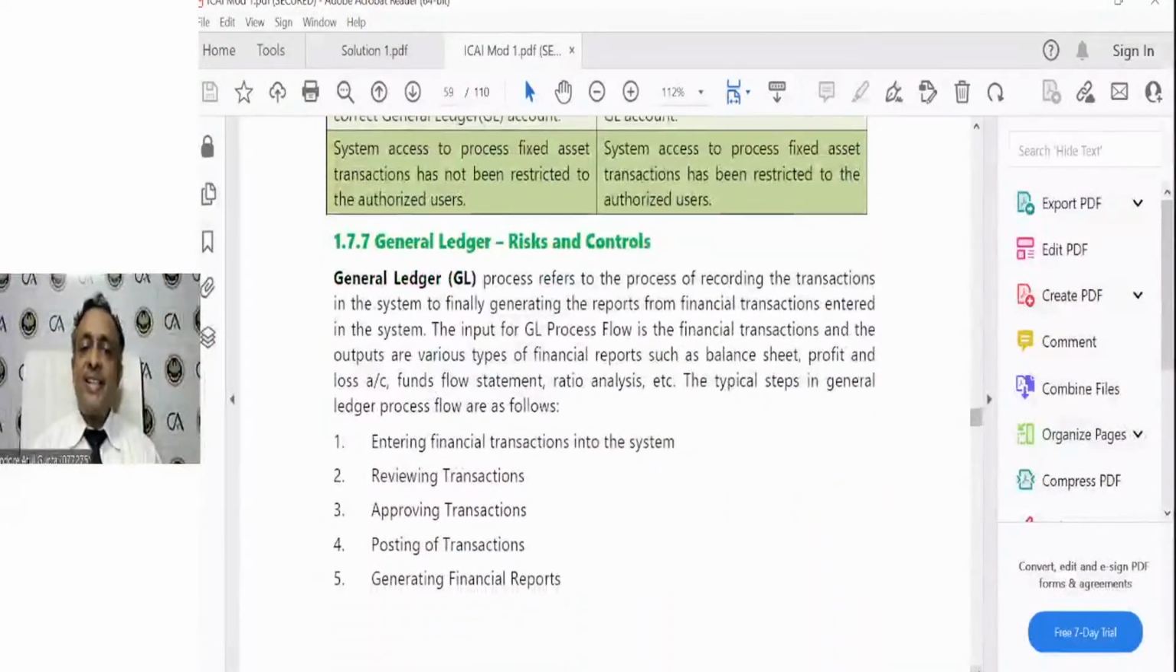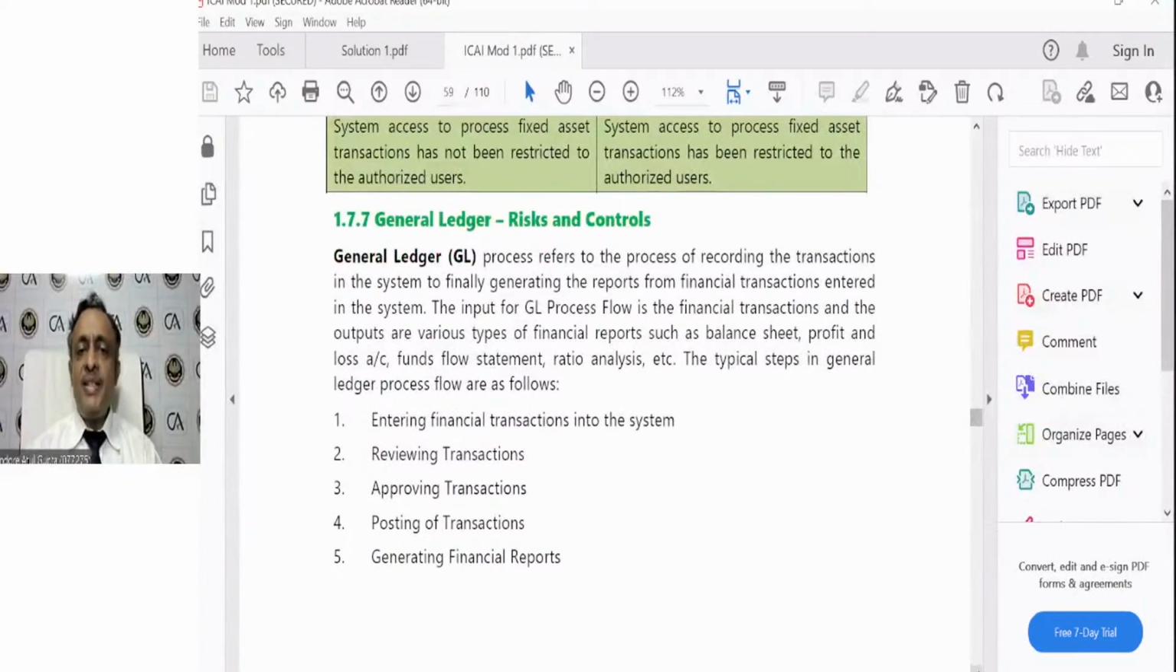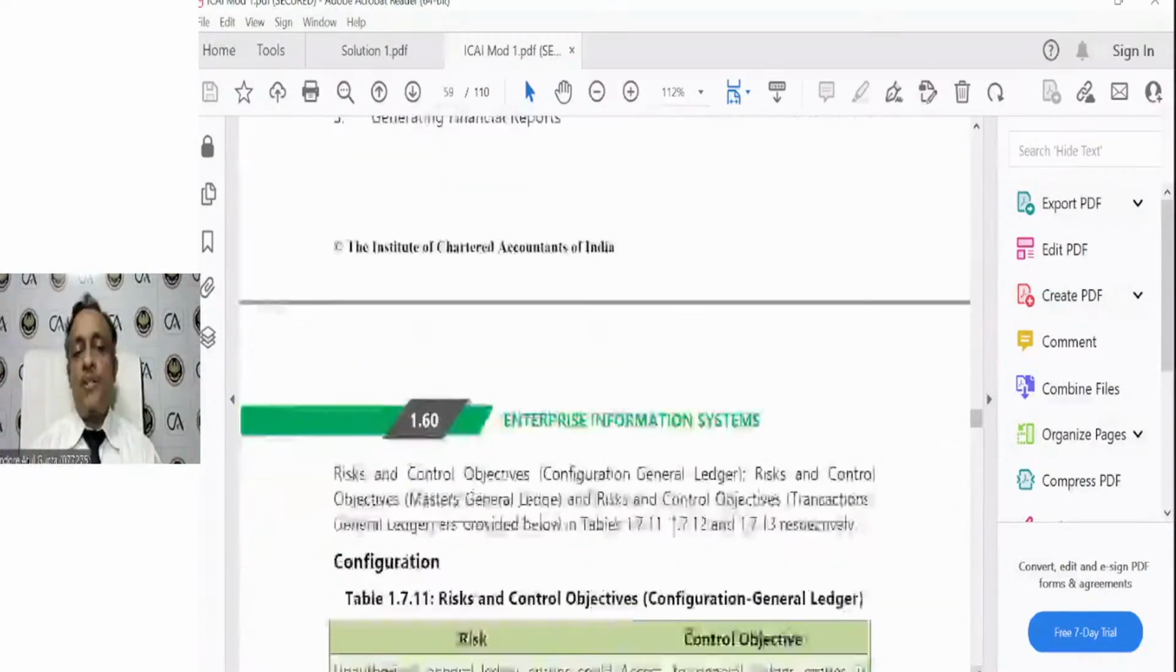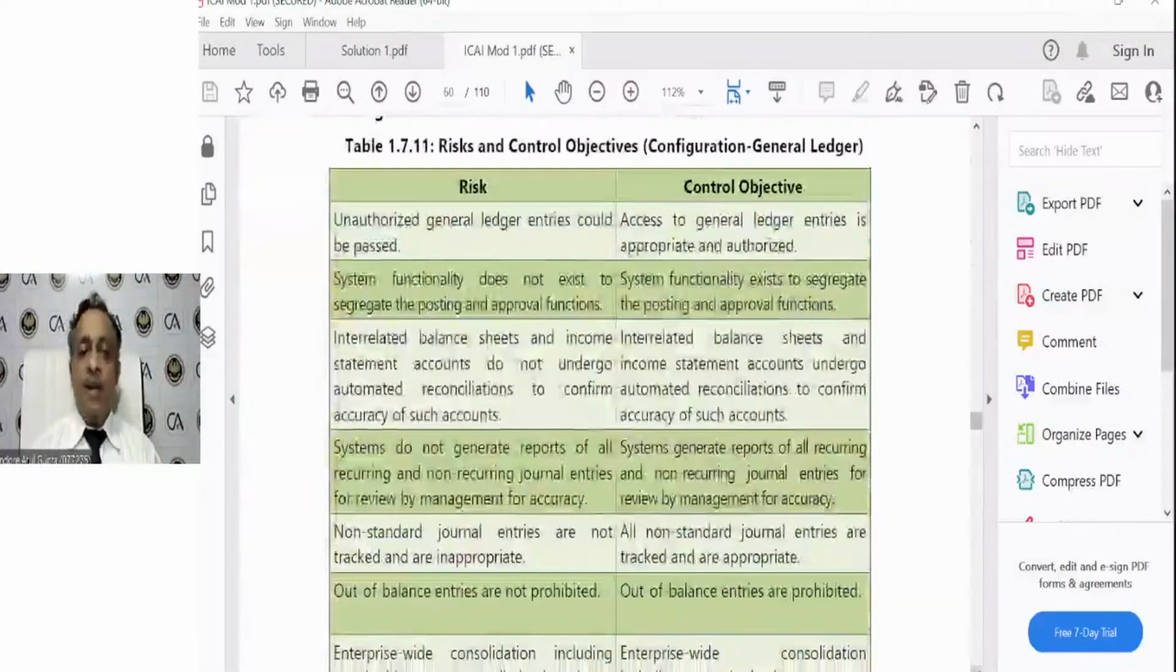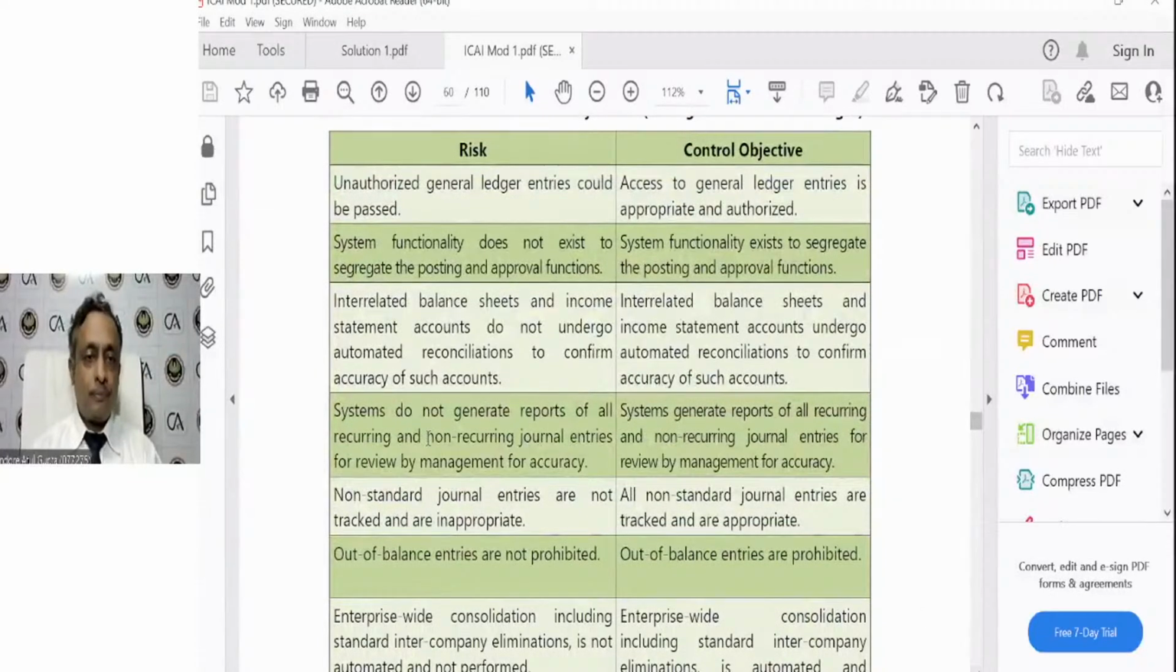Then general ledger, risk and controls. The issues in general ledger are the way you are entering financial transactions into the system, reviewing transactions, approving, posting, generating financial reports. So all these aspects need to be covered. Again, this I'll read, this is important. Unauthorized GL entries could be passed. System functionality does not exist to segregate posting approval. We have talked about maker and checker. Here, the person who parks the transaction and the person who posts. Park means the creator. So creator and approver have to be two distinct persons, segregation of duties.